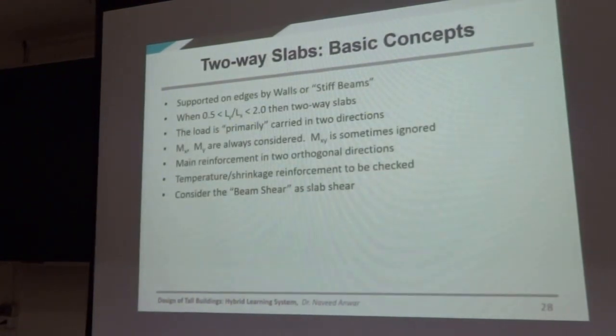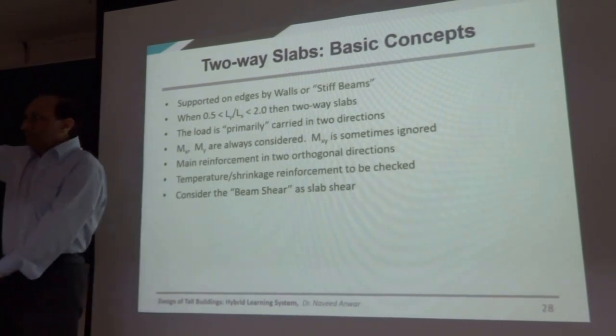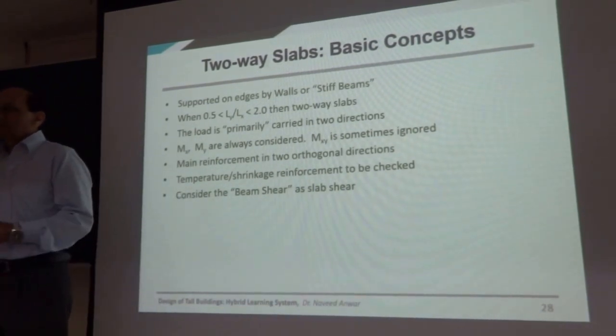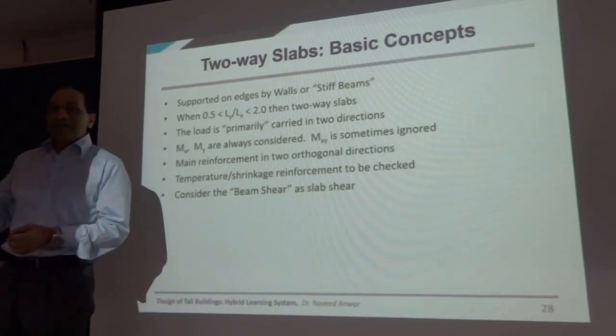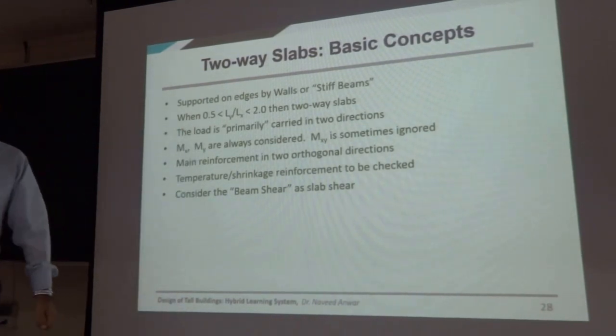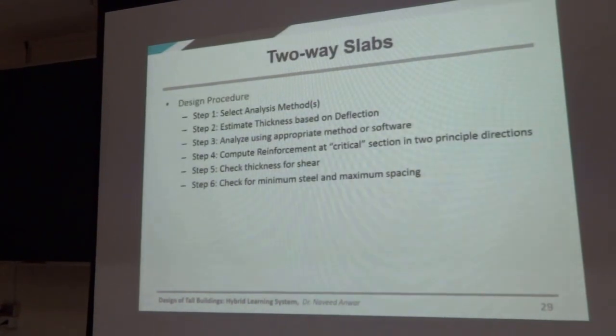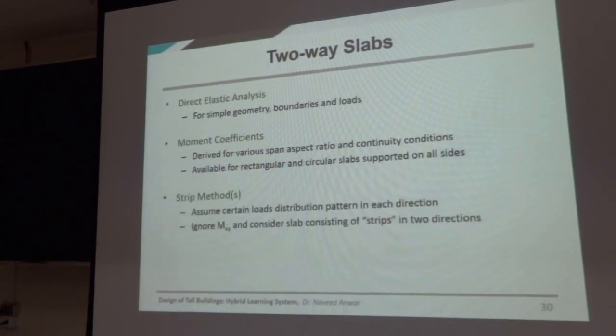Two-way slabs. Two-way slabs supported on big beams or walls. Big beams means stiffness of the beam is greater than 5 times the stiffness of the slab. Right? In that case, we can use this approach. Step 1, step 2, step 3 is almost the same.